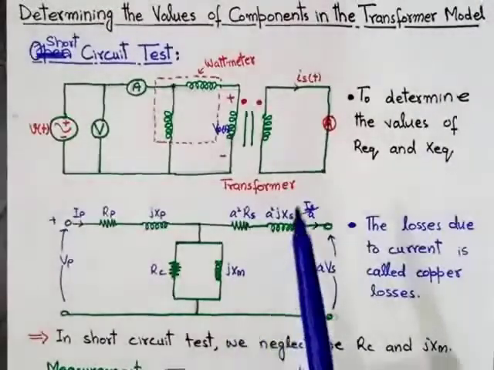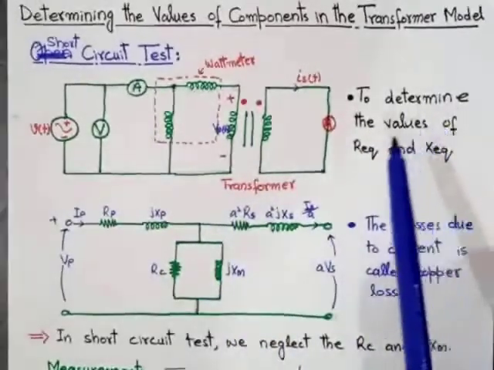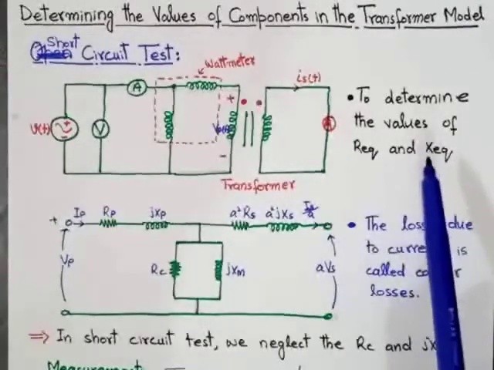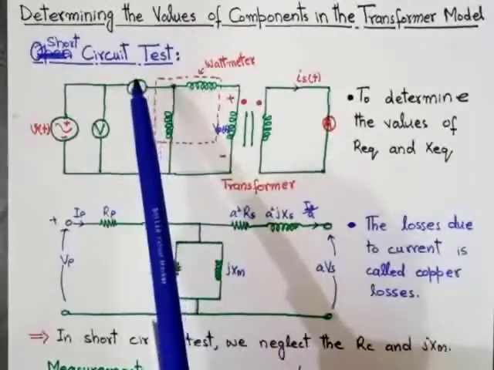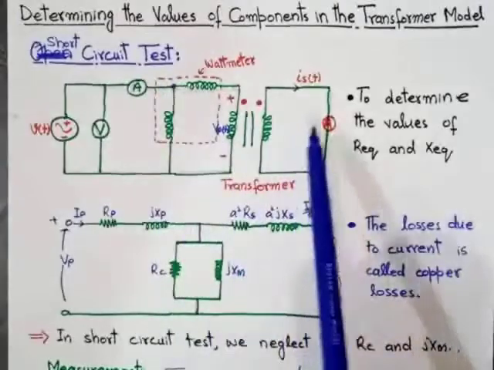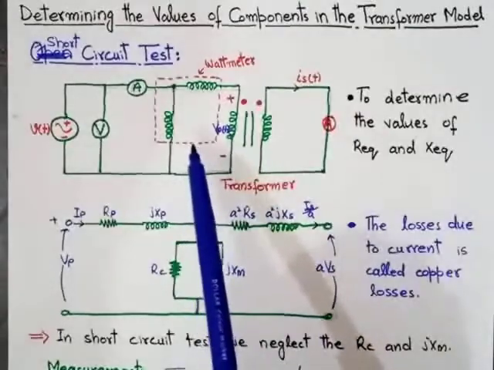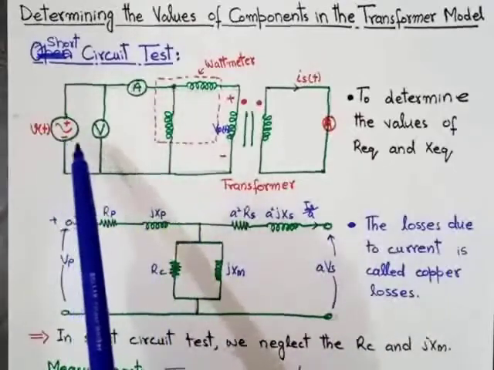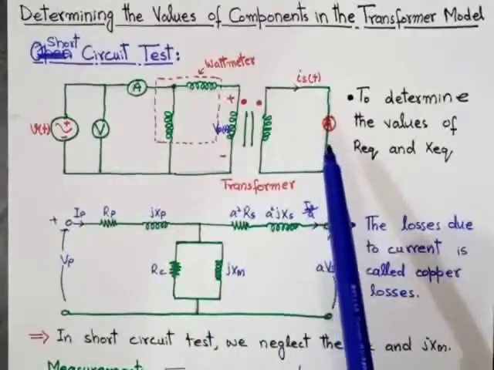As we have already discussed, we perform the short circuit test of the transformer to determine the values of R equivalent and X equivalent. Now the question is, how will we perform the short circuit test of the transformer? In the short circuit test, we short the secondary side of the transformer and apply the voltage at the primary side of the transformer, and the applied voltage will be variable voltage because the secondary side in case of short circuit test is short.